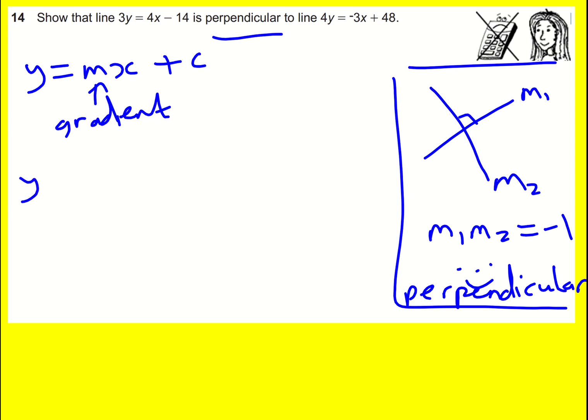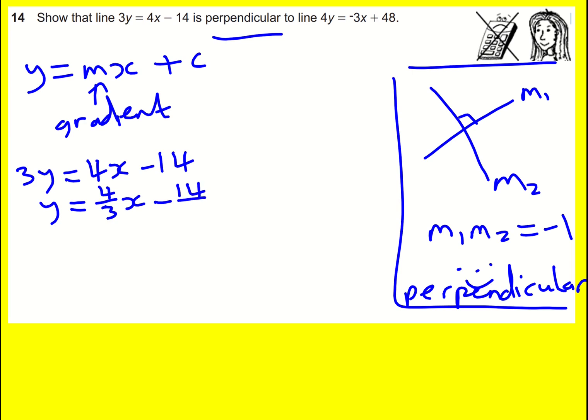What I can do is divide through by 3. So actually, let me show my working in full. 3y equals 4x minus 14. I can divide both sides through by 3, and I can write it as 4/3 x minus 14/3. Notice I've written it as 4/3 x instead of 4x/3. They're exactly the same thing. It's just this way I get the gradients very quickly. m1 is equal to 4/3.